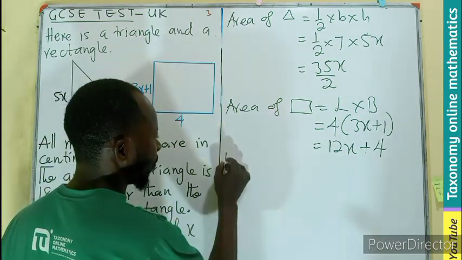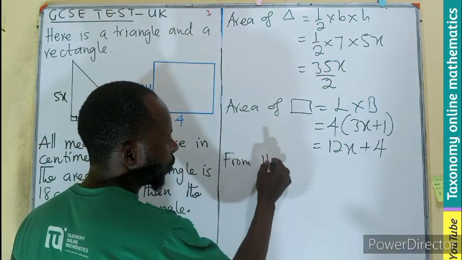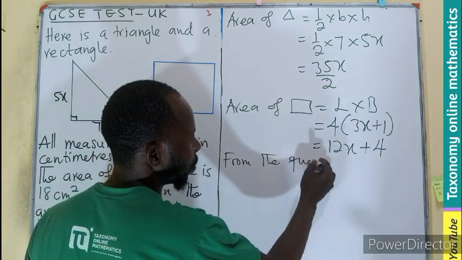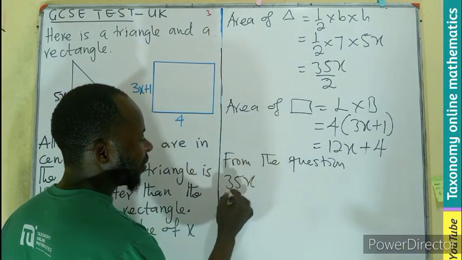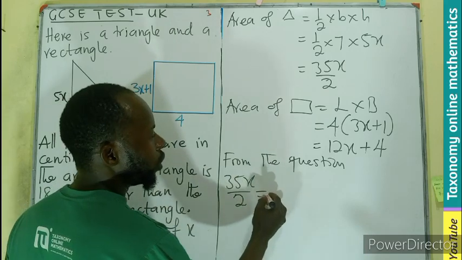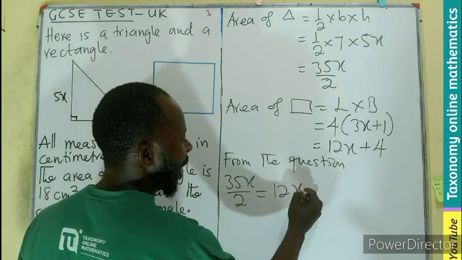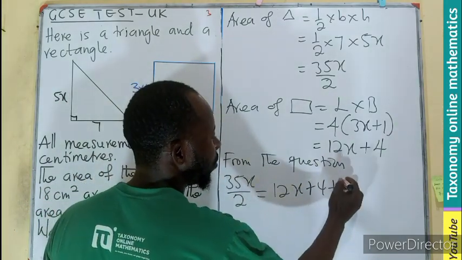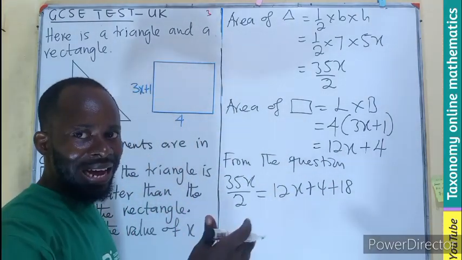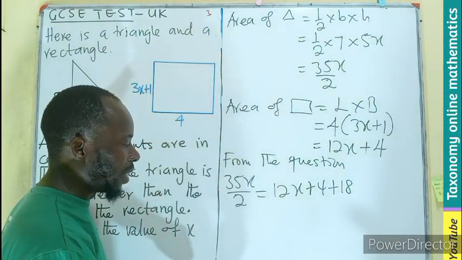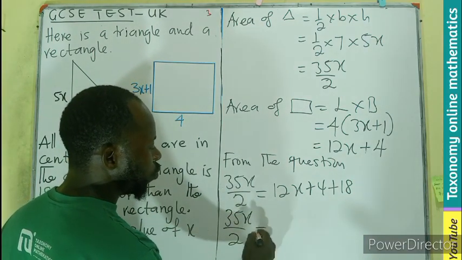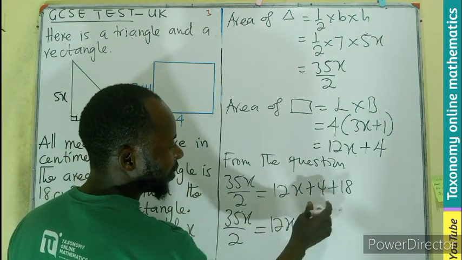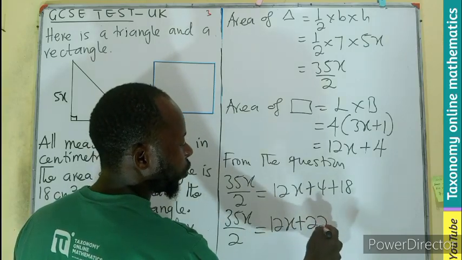So from the question, we can say that 35x divided by 2 is equal to 12x plus 4 plus what? 18. If you add it to the smaller one, you get the bigger one. So I'll be having 35x divided by 2 equals 12x plus 22.